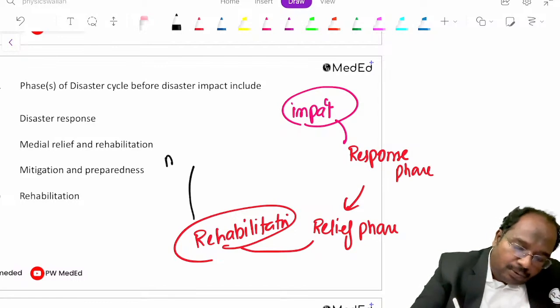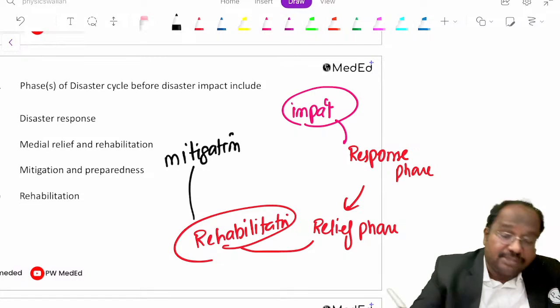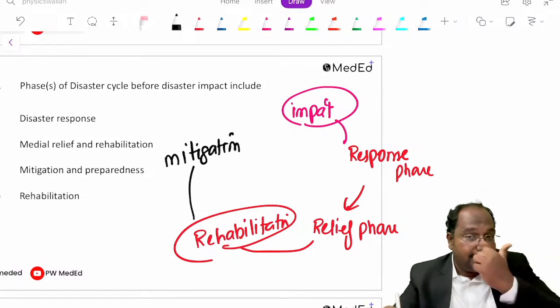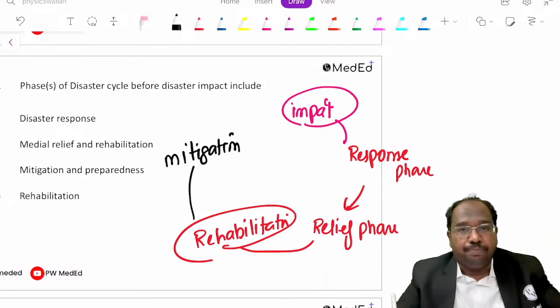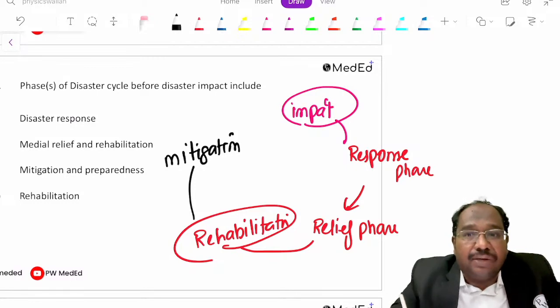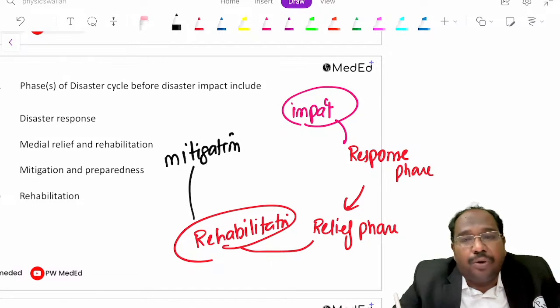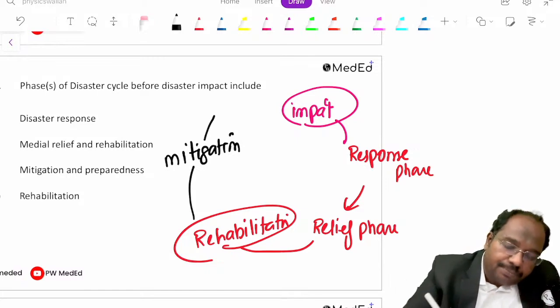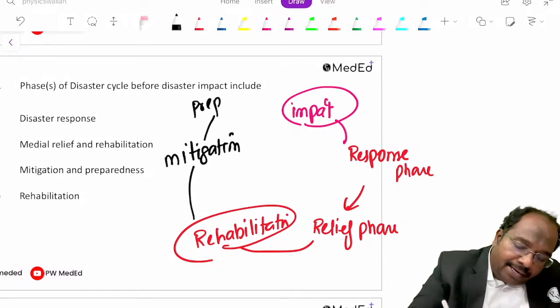After this we can do certain things. Mitigation we can do before disaster. What does mitigation mean? Measures taken to reduce the impact of the disaster. Suppose you take Japan, a very earthquake-prone country. In some parts of Japan they construct houses in wood, so even if an earthquake happens, loss of lives will be prevented. That is mitigation.